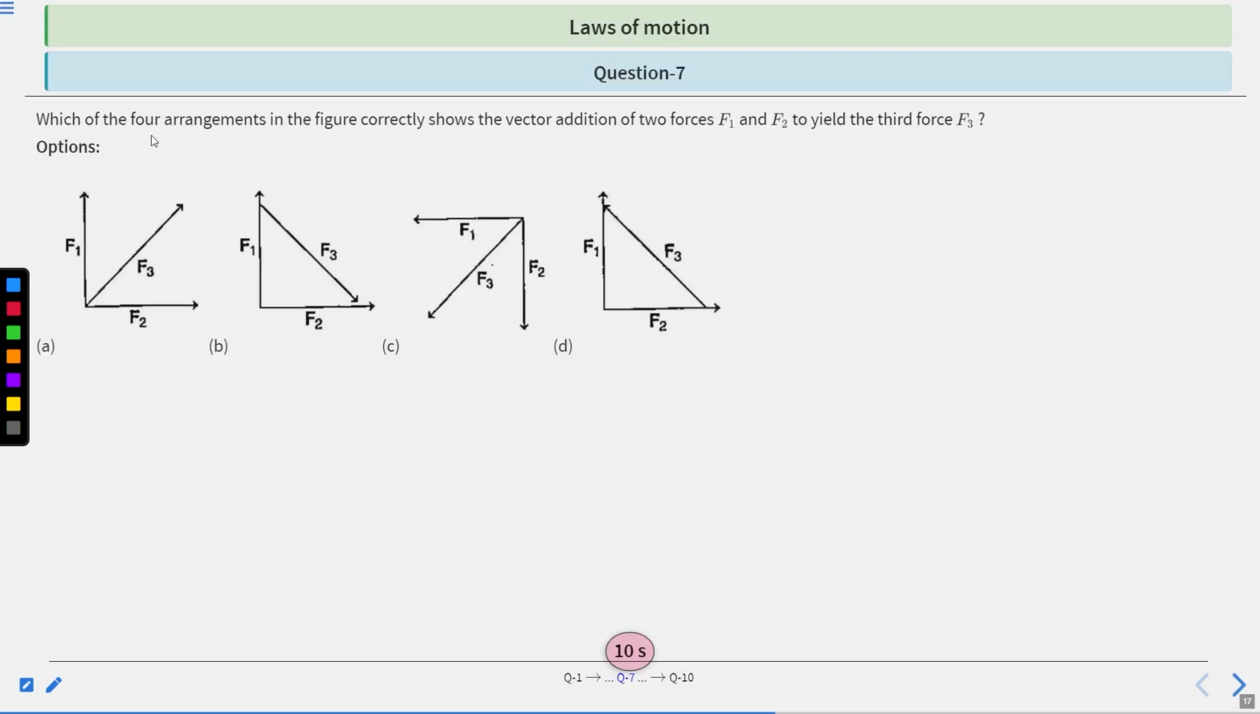Next question. Which of the four arrangements in the figure correctly shows the vector addition of two forces F1 and F2 to yield the third force F3? Which one is correct? You have 10 seconds to solve this question. After that, we will provide the solution.